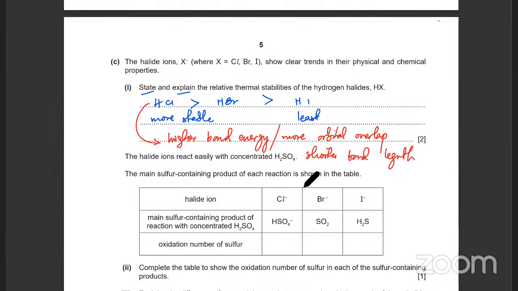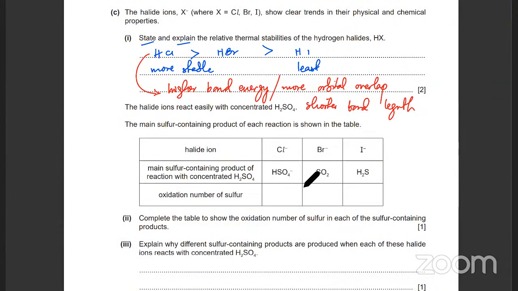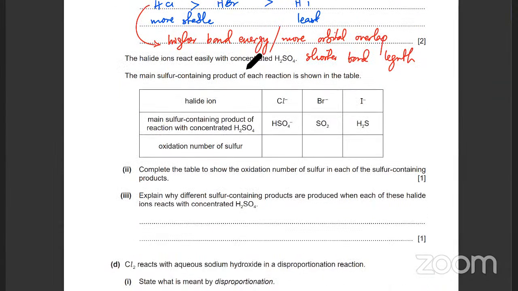Next you've got the oxidation number of sulfur. So the main sulfur containing product of each reaction is shown in the table. So that's easy. What's the oxidation state of sulfur over here in this molecule? +6. Yeah, that's +6. I mean, you can do that. H is +1, sulfur is X, oxygen is -2 times 4, and the total charge is equal to -1. So you solve this, it's going to come out to be +6. Sulfur over here is +4, and over here it's -2.